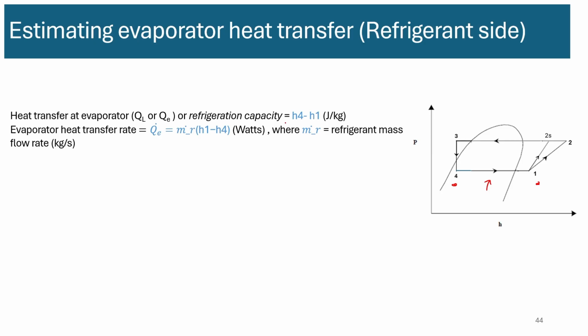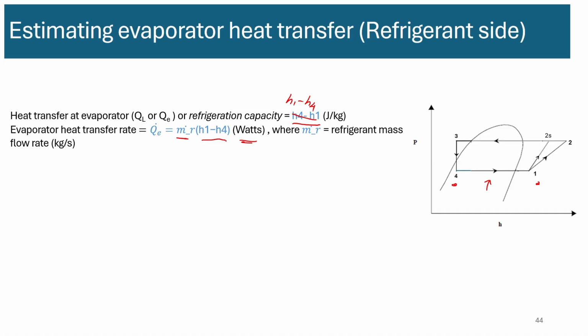So that'll be basically the change in enthalpy between 1 and 4. So it should be H1 minus H4, okay? And the evaporator heat transfer rate would be multiplying this joules per kilogram with the kilogram per second of refrigerant flow rate. So multiplying the mass flow rate with H1 minus H4 will give you the cooling watts.